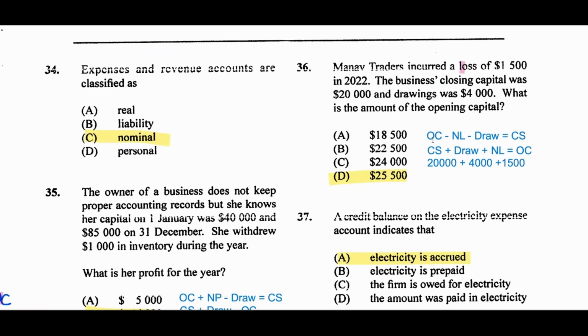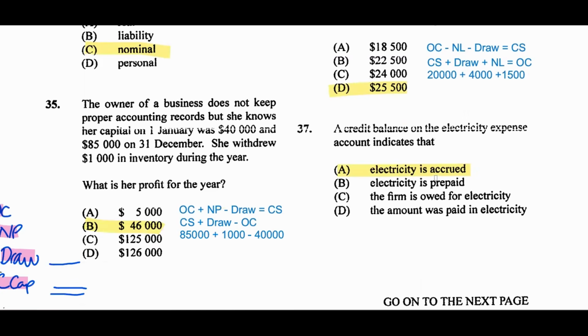Now, the normal equation that we are accustomed to is opening capital, add net profit, less drawings, but in this case it's a loss, so it will be opening capital minus your loss minus the drawings to give us closing capital. And we now switch around the equation to get the opening capital. So closing capital plus the drawings plus the net loss is going to give us the opening capital. Answer there should be 20,000 plus 4,000 plus 1,500 to give us 25,500. There we go.